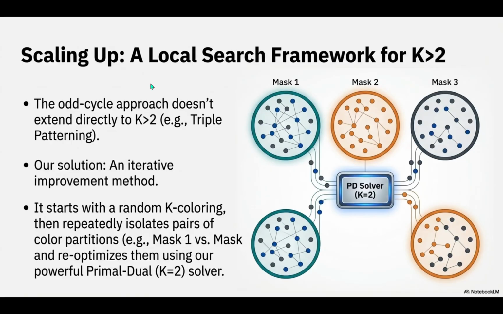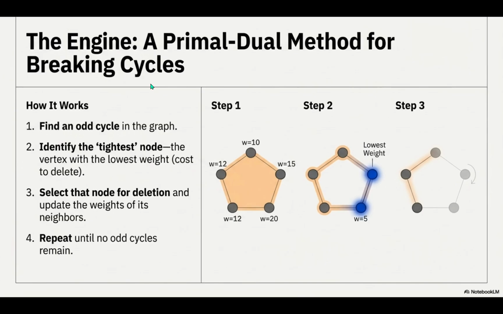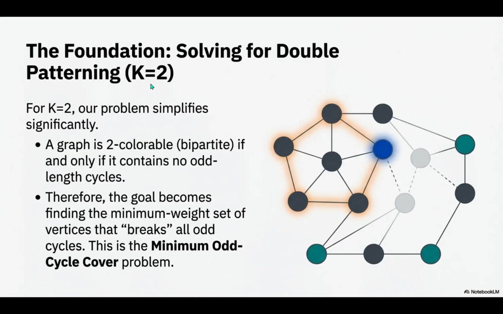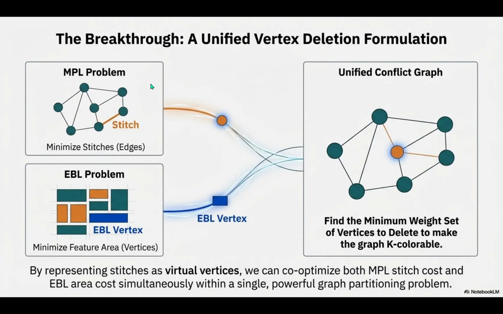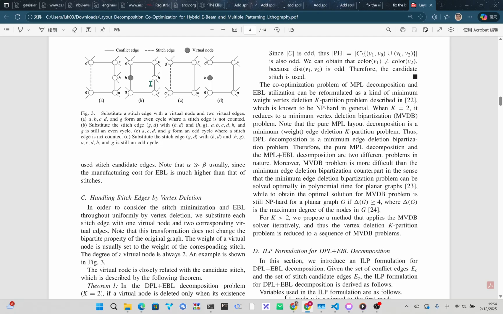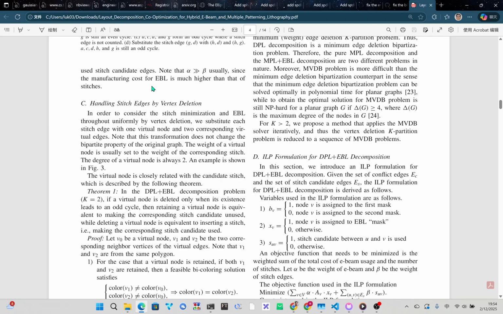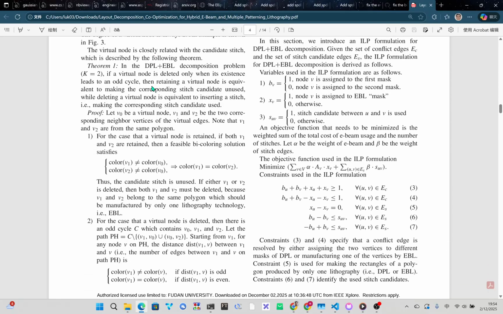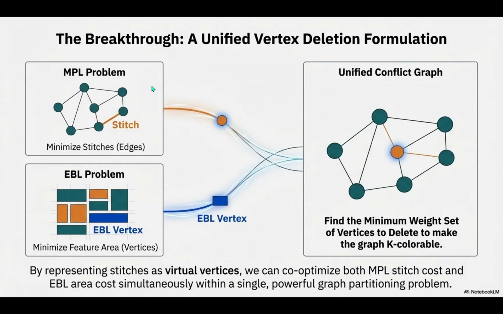But this is where I get lost in the abstraction. The core problem is solved by deleting vertices, assigning a feature to EBL. How do you include the concept of a stitch, which is like a cut or an edge in the graph, into a vertex deletion problem? It's the most elegant part of the whole framework. They introduce a virtual node. Every potential stitch location in the conflict graph is represented by one of these virtual nodes, connected by two virtual edges. Help me visualize this. Is it like putting a cost-labeled placeholder into the design that represents the option of making a stitch?